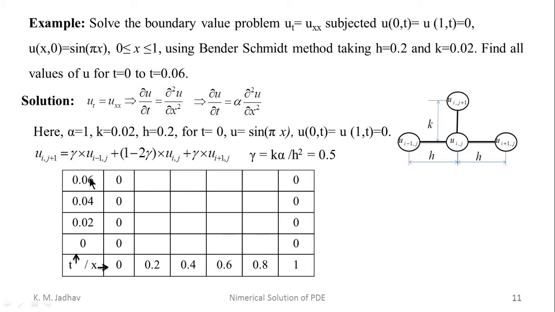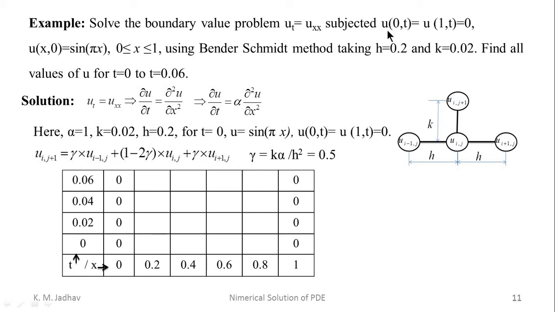Similarly, here I have written values of t, that is time. It is given that values of t vary from 0 to 0.06 and the step size for t is k, that is 0.02. So the initial value of t is 0 and the increment is 0.02. So we can write values of t from 0 to 0.06 with increment 0.02. So these are the values of x and these are the values of t.